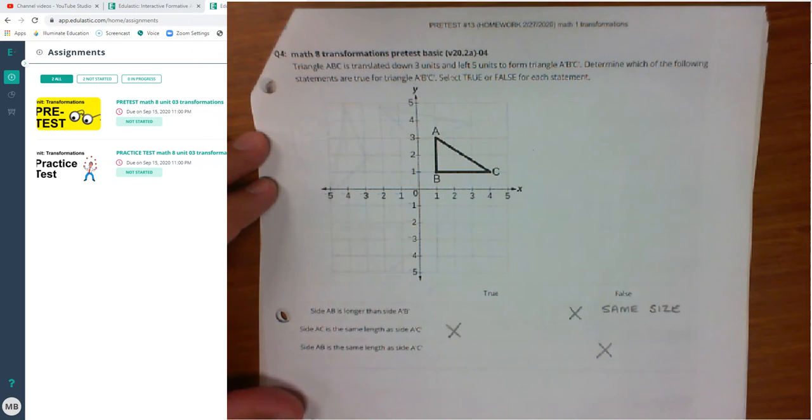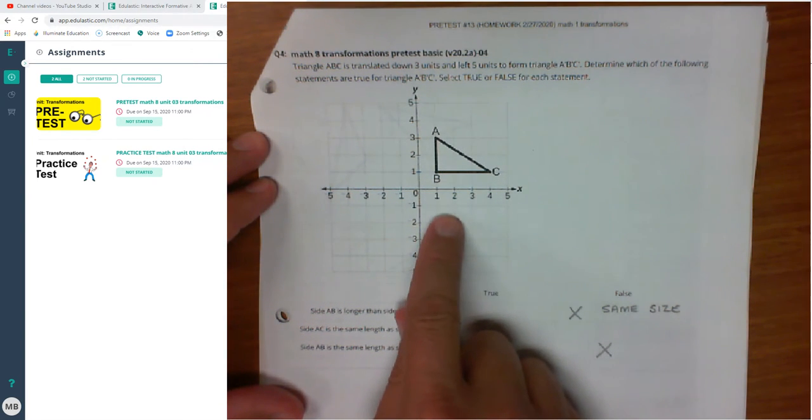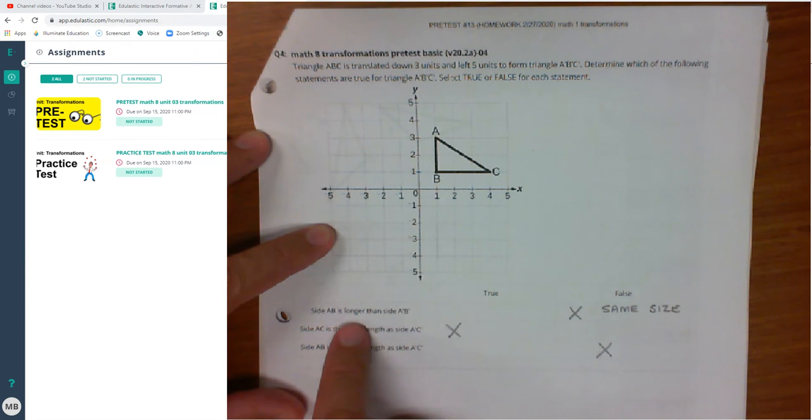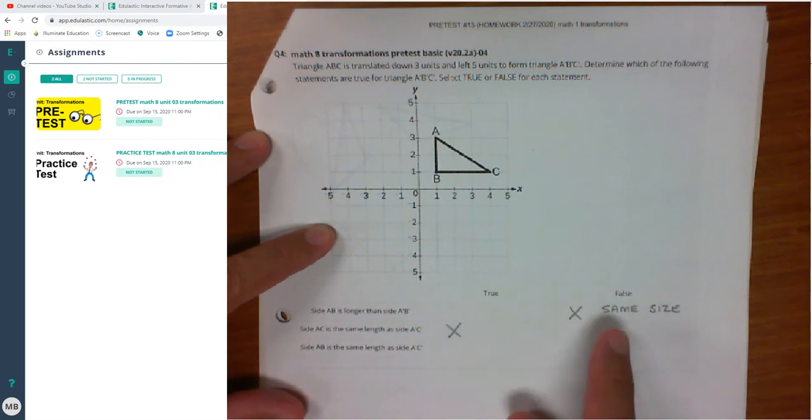Triangle ABC is translated down 3 units and then left 5 units to form triangle A prime, B prime, C prime. Determine which of the following statements are true for A prime, B prime, C prime. Select true or false for each. AB is longer than side A prime, B prime. No, that's false. They're the same size. When I move this, the sides aren't going to change at all.